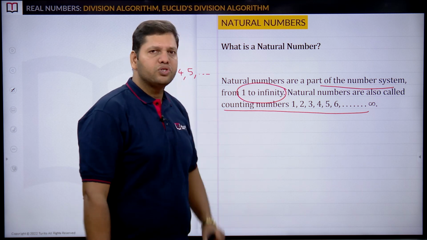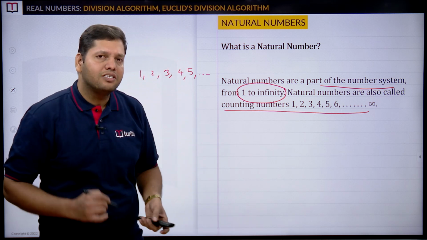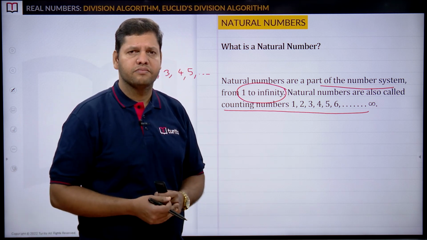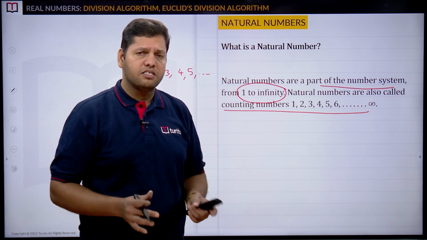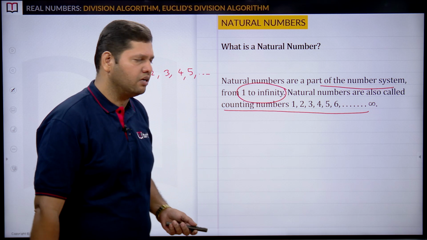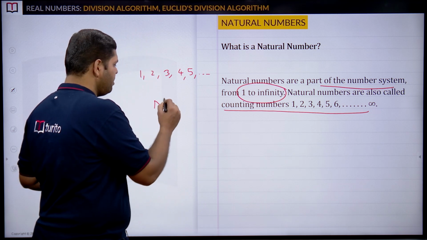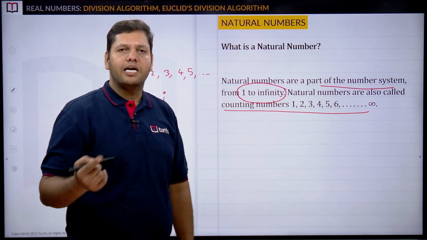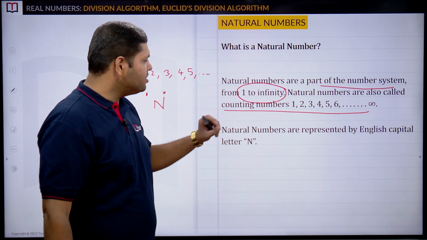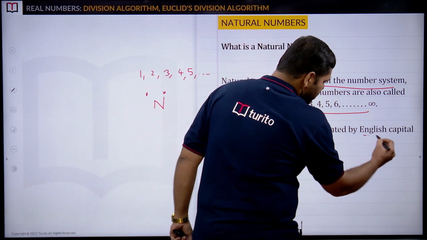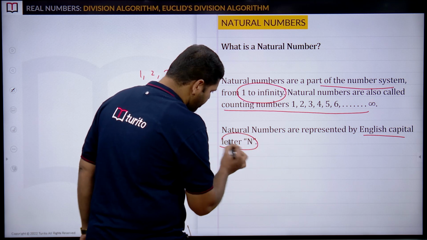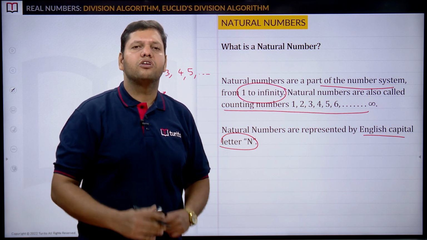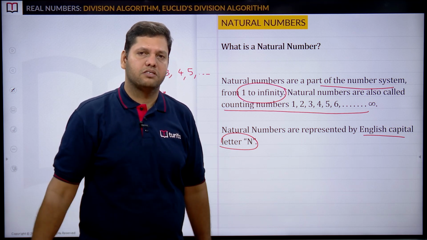Yes. Now my question is, how are we going to represent a natural number? Do we have any letter to represent the natural numbers first of all? Tell me children, do we have any natural number symbol? Yes, we have the symbol. Children, natural numbers are represented by the English capital letter N. Here N is nothing but natural number. So we use the English capital letter N to represent the set of natural numbers.